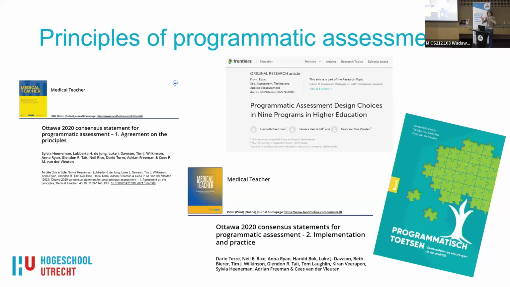So I'm going to share with you the programmatic assessment, so the theoretical principles. And these are some examples of articles we wrote. And you also see this book. Unfortunately, it's written in Dutch only, so it might be a bit difficult. We're negotiating with the editor, or maybe they can translate it to English. And it contains examples of programmatic assessment in practice.